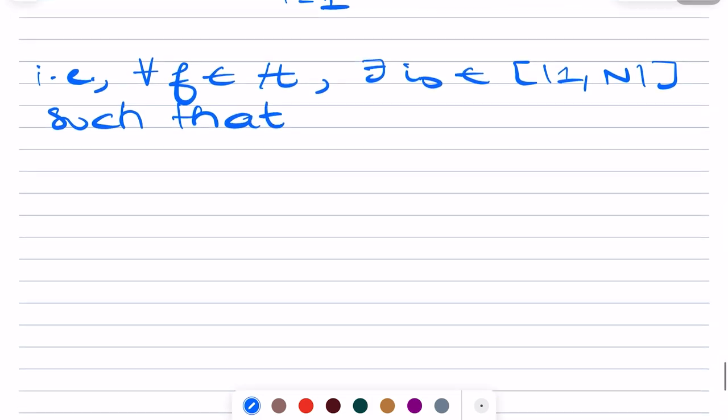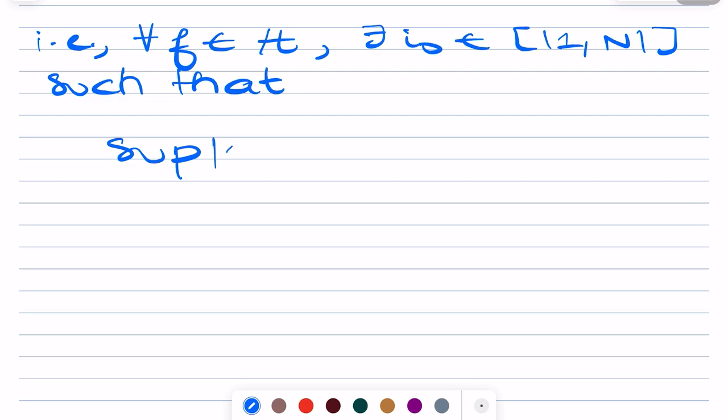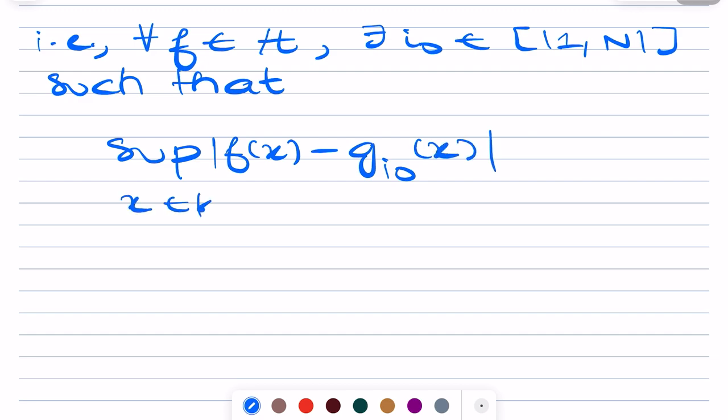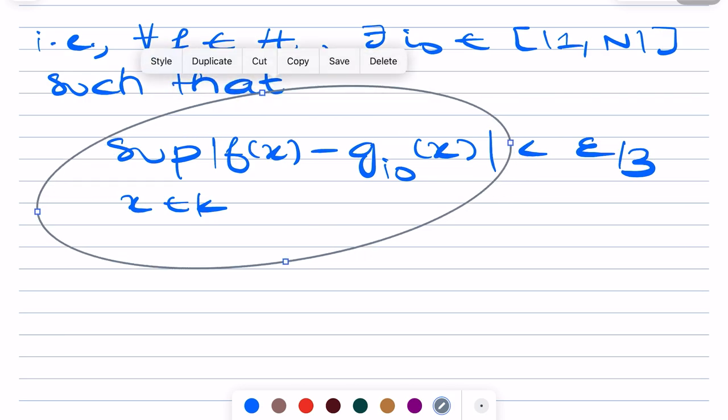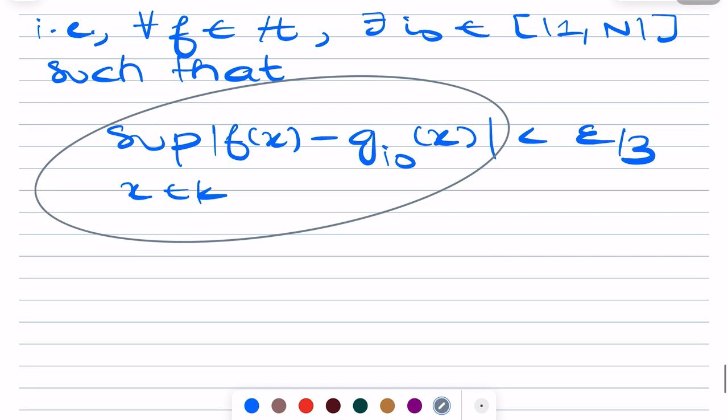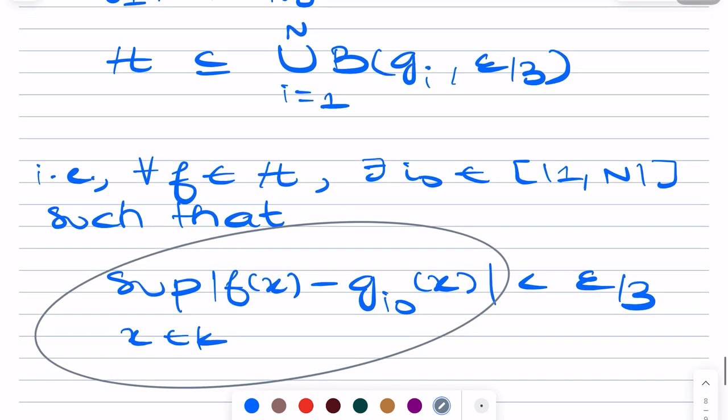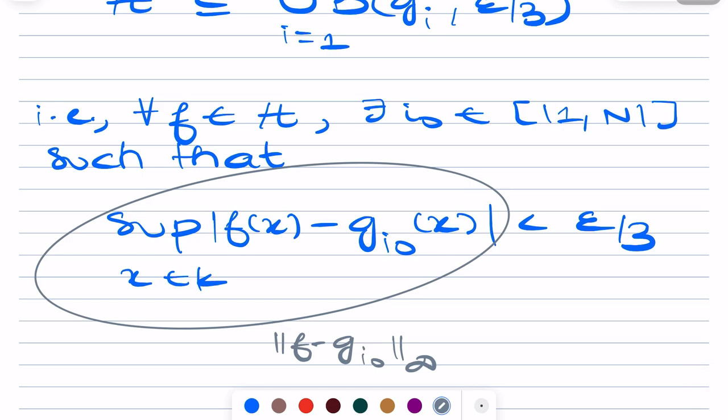So there is i0 in 1 to n such that the supremum of the absolute value of f of x minus g_i0 of x, where x in K, is strictly less than epsilon over 3. Okay, well, don't get confused. This is nothing else than the norm of f minus g_i0, the infinity norm of this. So this corresponds exactly to being in the ball centered at g_i0 and radius epsilon over 3.